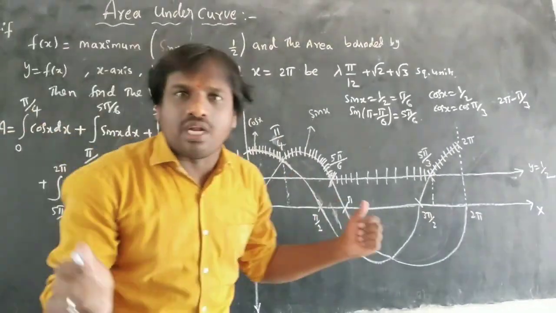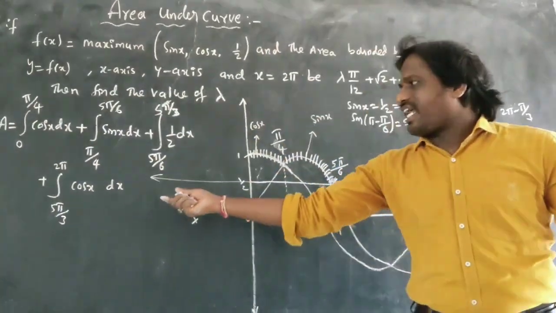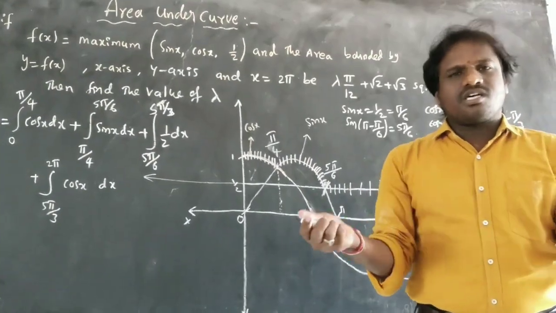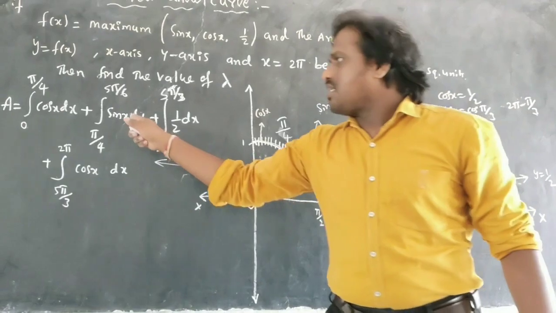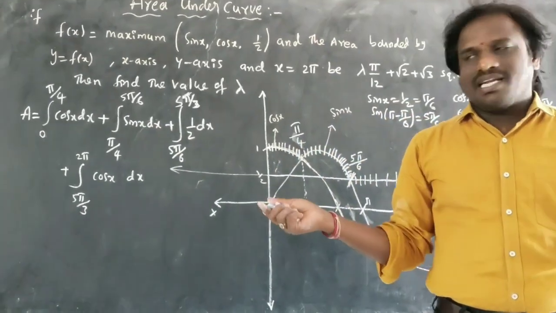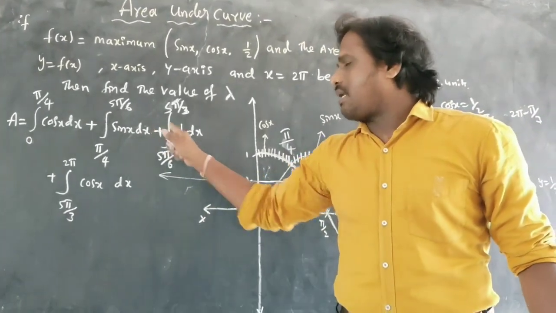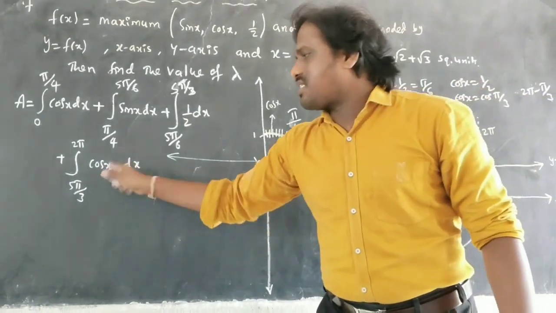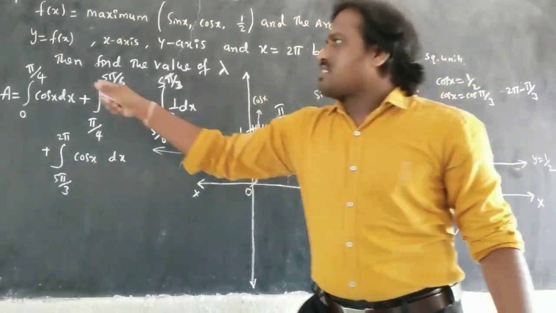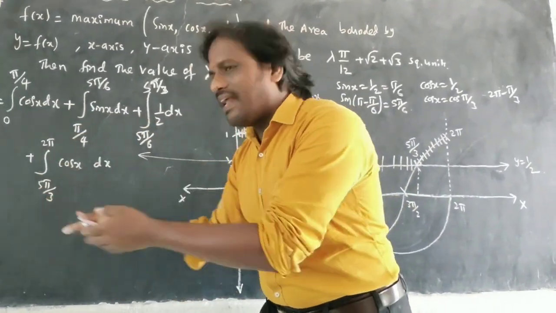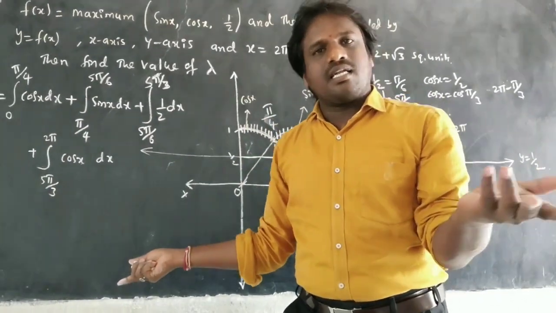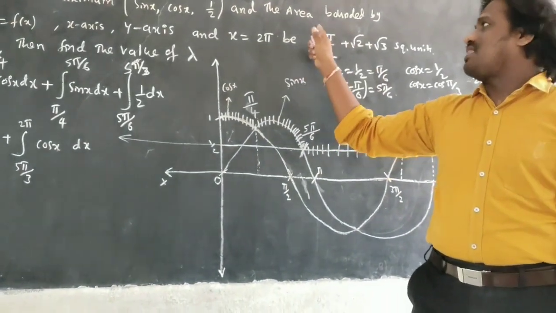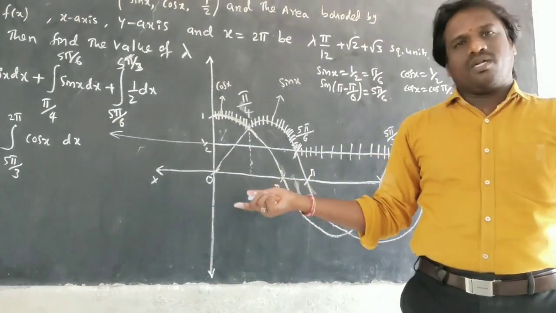Now what will we do? Now we will integrate this. Cos x integration, everyone knows, right? What is the integration of cos x? Sin x. Here the integration of sin x is minus cos x. Half will be coming out. Integration of one is x, and the integration of cos x is sin x. Substitute the limits and simplify. You will get the answer. That answer you have to compare with this answer, then you will get lambda. Very simple. You can do it, right?